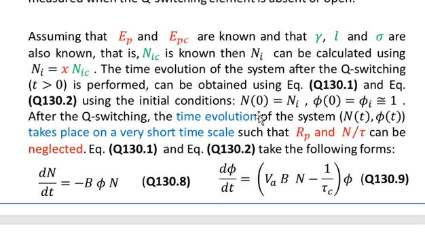So we are using the conditions at the Q switching, that is N at a time t equal to 0 is equal to Ni, and the number of photons when the Q switching has just started, that is at a time t equal to 0, phi is equal to the initial value of the number of photons, and we are assuming that initially at least one photon is present in the cavity. And you can also see this from the figure.